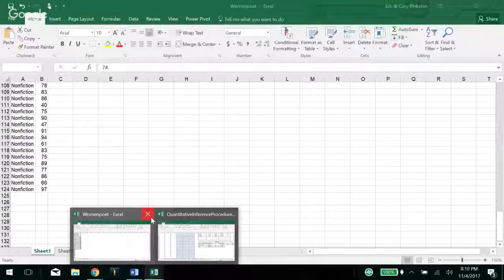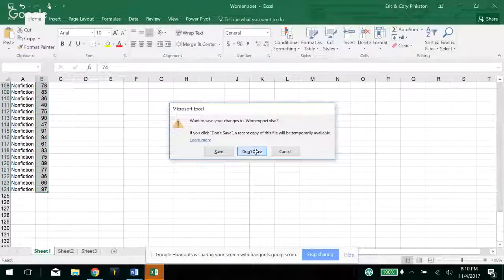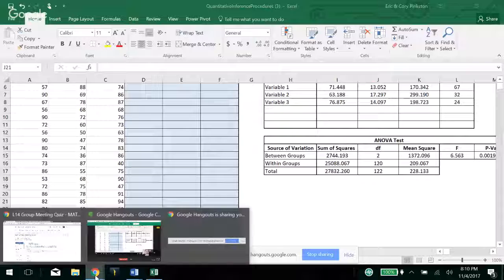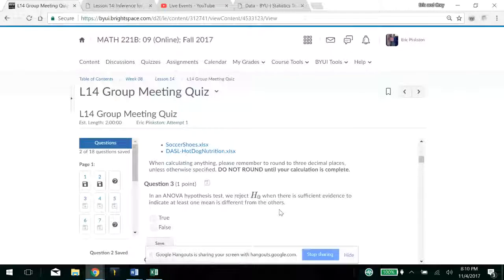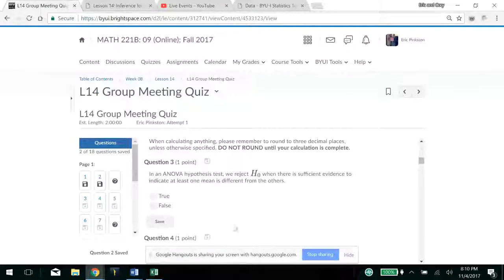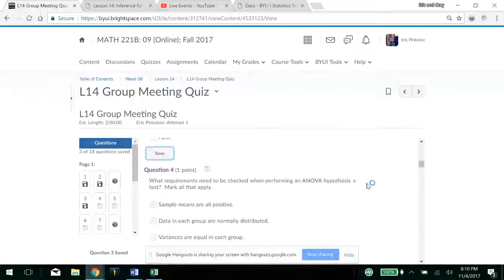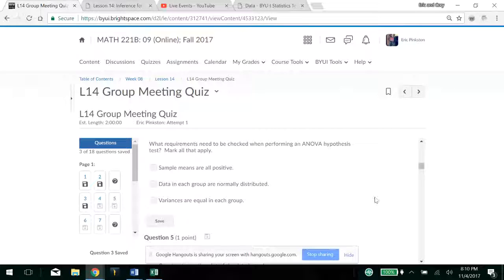So the first question. Number 3: in an ANOVA hypothesis test, we reject the null hypothesis when there's sufficient evidence to indicate at least one mean is different from the others. That's true. What requirements need to be checked when performing an ANOVA hypothesis test? Sample means are all positive. Data in each group are normally distributed. Variances are equal in each group.